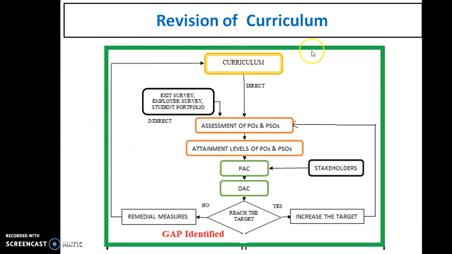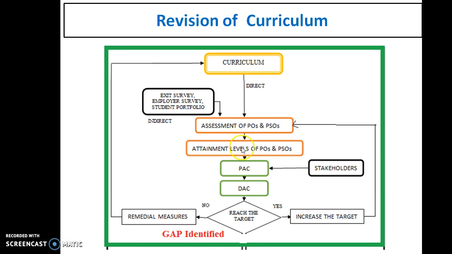Another important question is the revision of curriculum. What process do we have to follow for the revision of curriculum? This is very important. We know the PO and PSO attainment level for each batch. At the same time, we are taking inputs from the CRC, the class review committee, and the other stakeholders. With these values and the responses of the stakeholders, we can analyze whether the target is reached or whether any gap is identified.